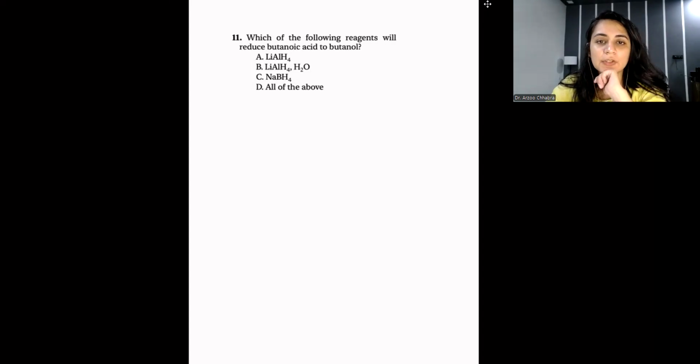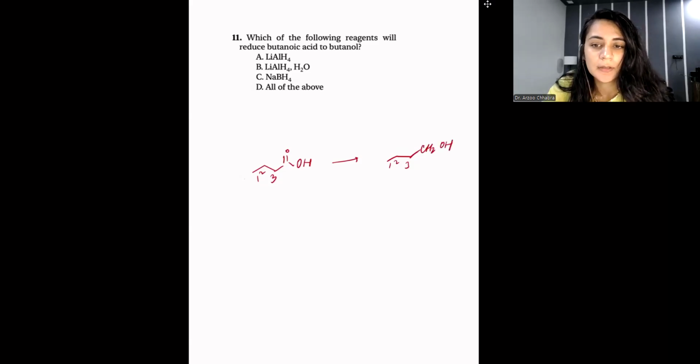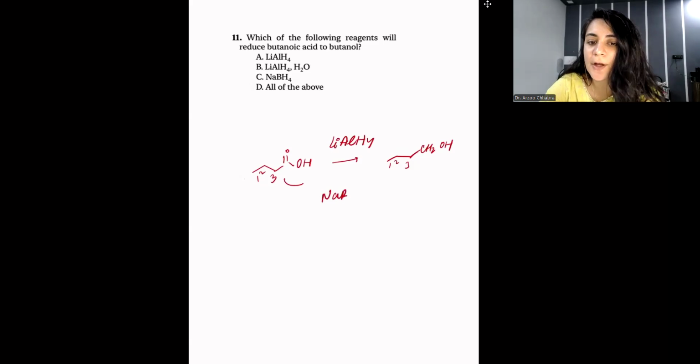Which of the following reagents will reduce butanoic acid to butanol? Okay, and here is an important question. Butanoic acid, carbons 1, 2, 3, 4, goes to butanol, CH2OH, right? Now, which of the following reagents will reduce butanoic acid to butanol? We know we have a very strong acid, and when we go from a very strong acid to an alcohol, what we really need is a strong reducing agent like lithium aluminum hydride. Okay, we know sodium borohydride is not actually strong enough for that.